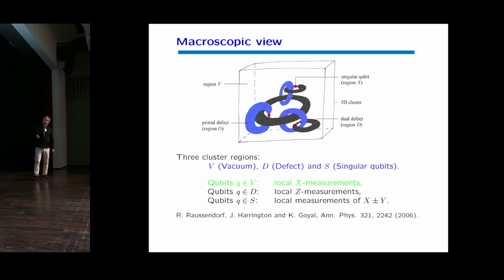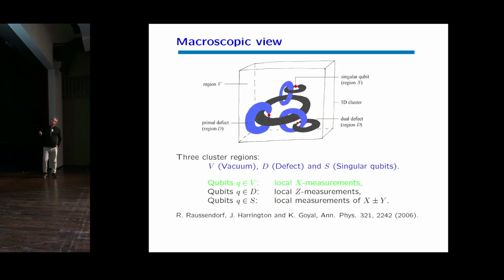Okay, good. So let's see. So this is a macroscopic view. This is a 3D cluster. There are now 3 types of regions in this cluster. I will mostly talk about 2 only today. So there are these defects that I already mentioned. This is just missing cluster. Then there is the bulk of the cluster. And then there are these singular qubits, as we called them.